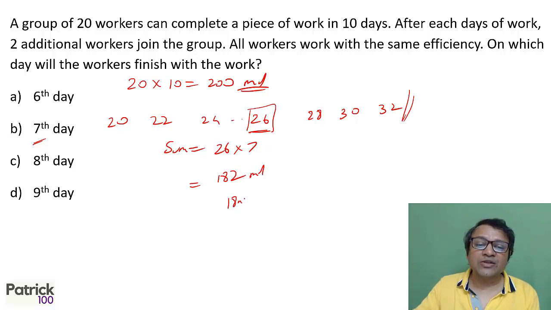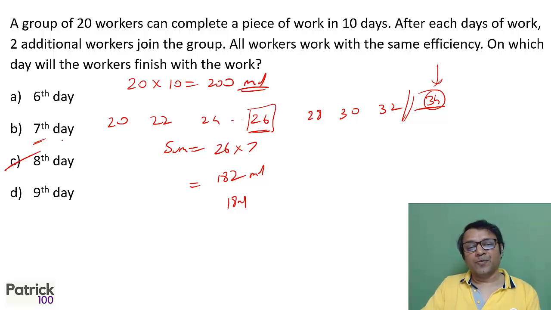You're left with 18 man days of work, which can easily be completed on the 8th day, because on that day you can do 34 man days of work. So the answer will be C option, 8 days.